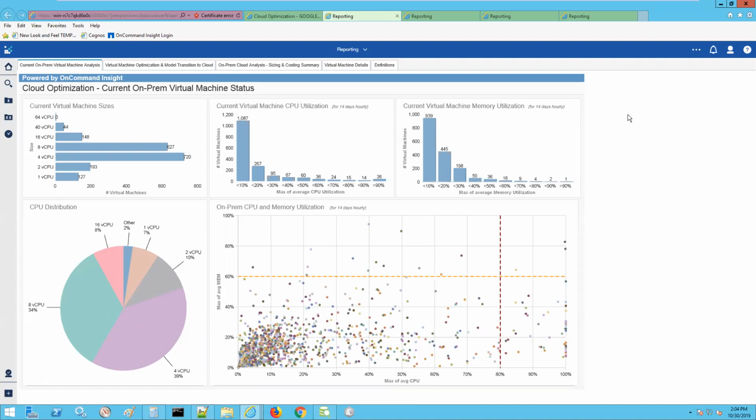Looking at the top left bar chart, we look at the current virtual machine sizes and how we're distributed. So if you notice, we start off with one CPU. We have 127 VMs in this environment, this lab environment I'm using. 193 two CPUs. We have 724s, 627 8s, 148 16s, and 44 40s, or 40 or more, up to 64. And this allows us to see how we're distributed and where we stand.